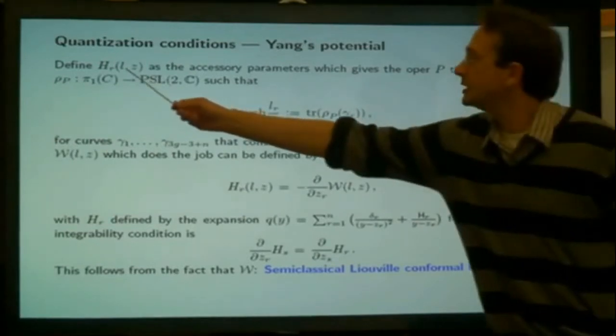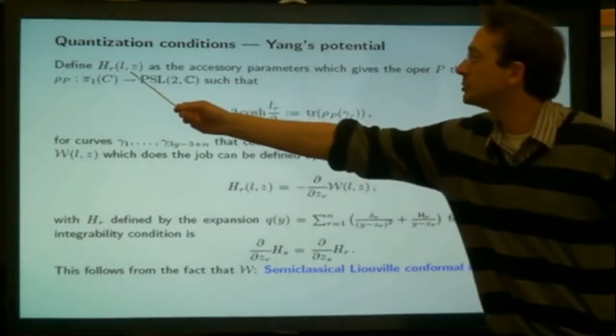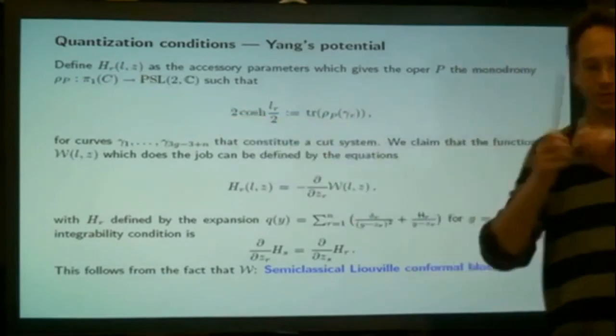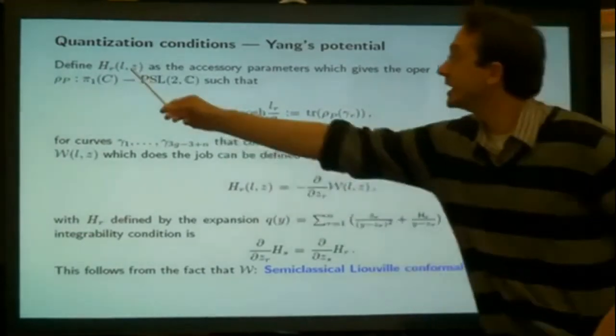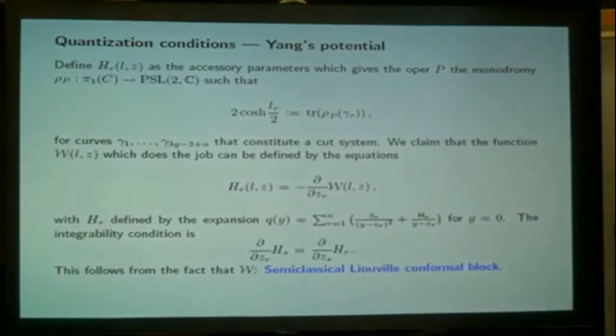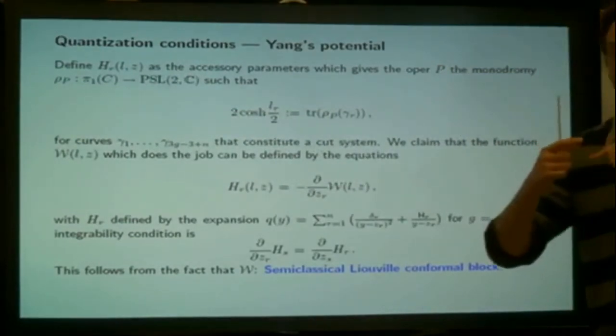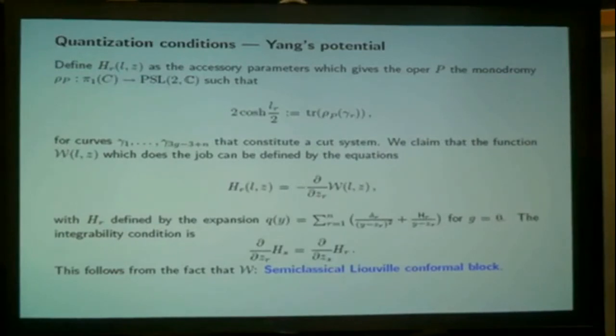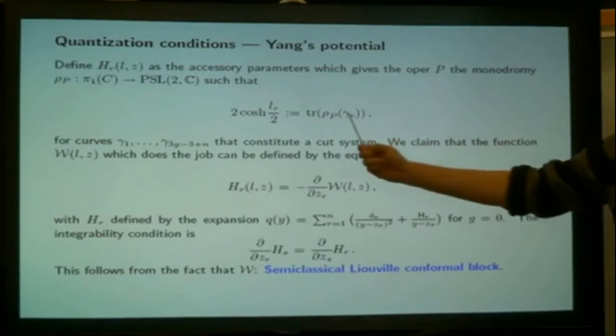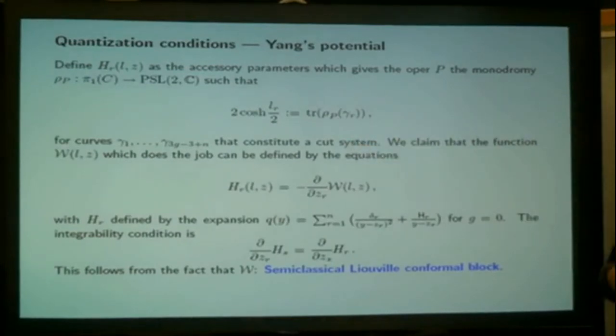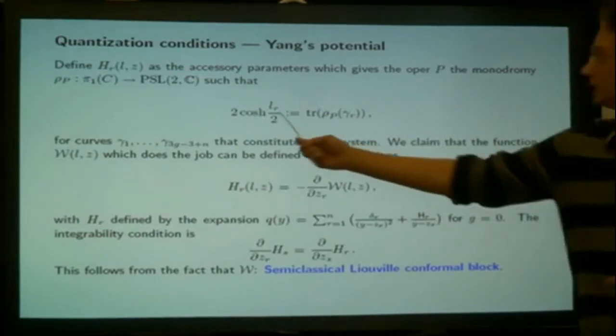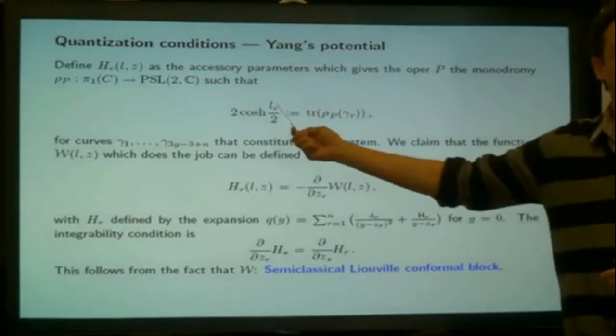We can define functions H_R, which depend on the z's, which are the positions of the marked points, and L. What is L? For each pair, I have the monodromy representation. I can pick a maximal set of non-intersecting loops, which defines a Planck composition. I can evaluate the trace of the monodromy around these non-intersecting loops. This defines the parameters L_R.